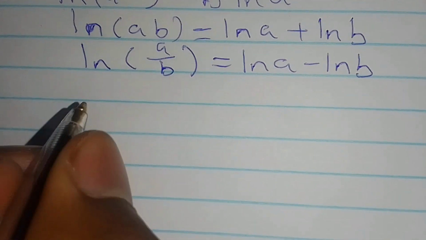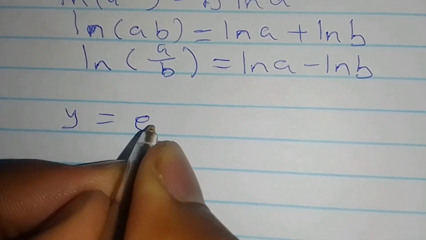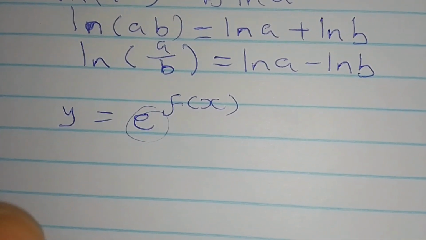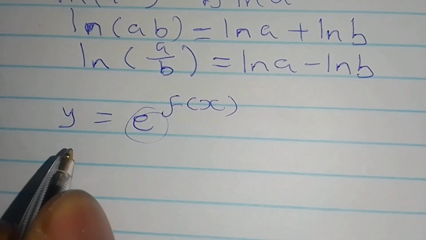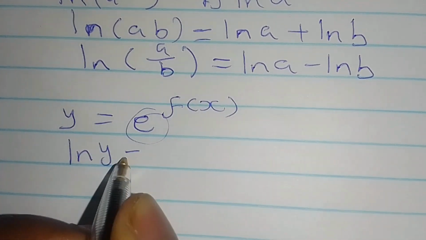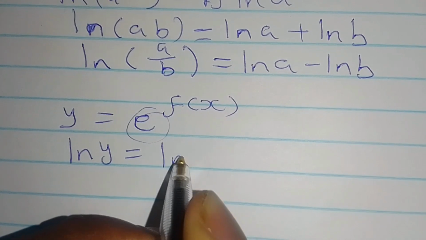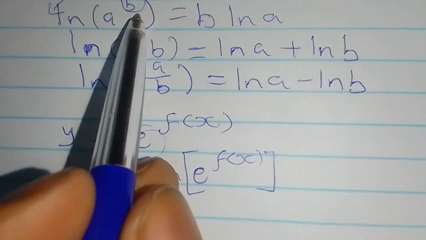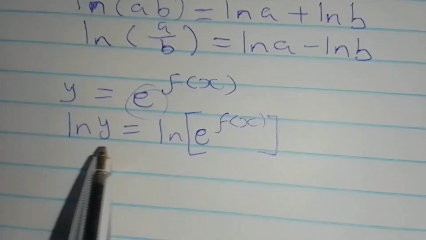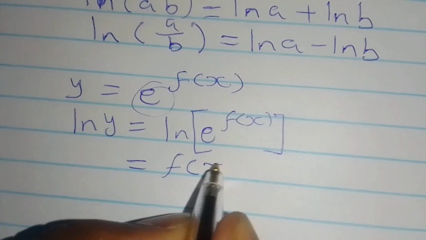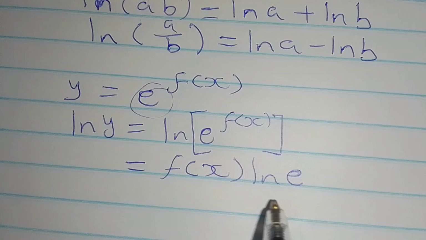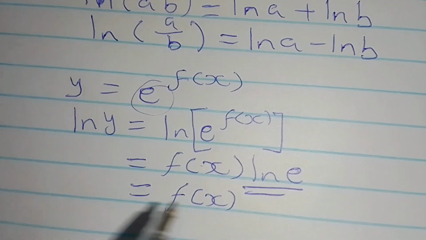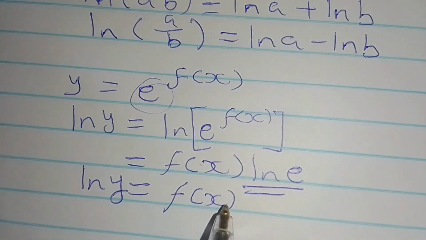But now what if I want to derive some function e to the power f of x, where e is Euler's number, 2.7. Then I'm going to say ln y equals ln of e to the power of f of x. Then I'm just going to apply this. The f of x comes here, and I have ln of e. But I know that ln of e is 1. Then 1 times f is just f. So I have ln y equals f of x.